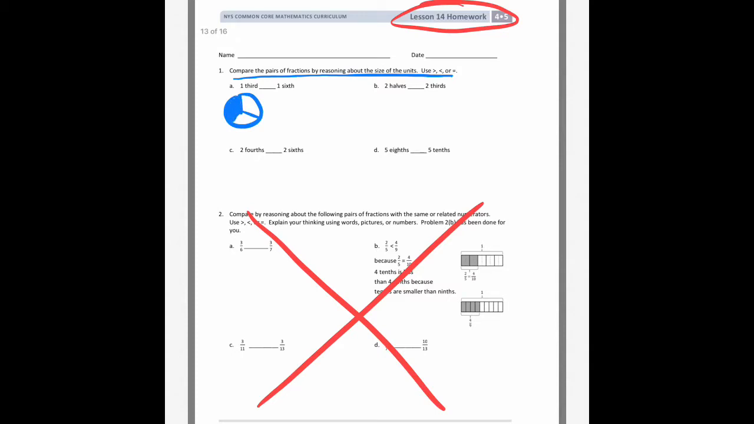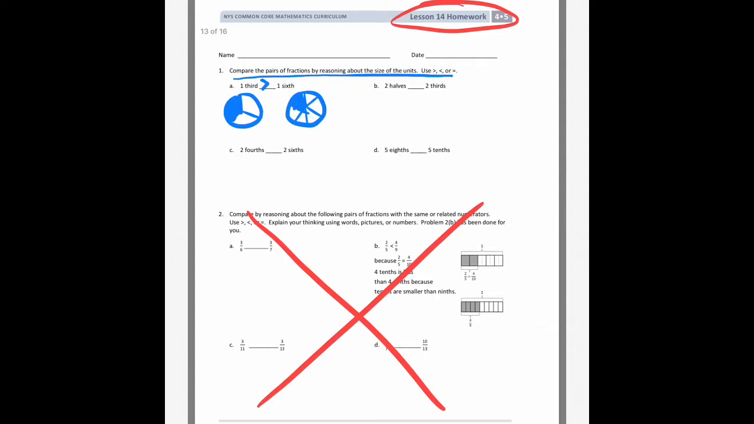Now, some of you might be thinking 1/6 would be larger because 6 is bigger than 3. However, the more pieces you split it into, the smaller they're going to be. So really, even though the third is a smaller denominator, that makes it bigger because the pieces are bigger. So 1/3 is greater than 1/6.